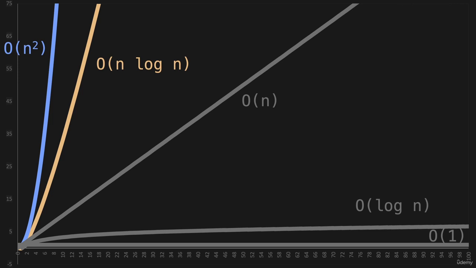So O of n times log n is much more efficient than O of n squared. And it may not look that way on this graph, but the axis on the left, the y-axis, only goes up to 75. If the axis went to 1,000 or it went to 1,000,000, you would see that there is a huge difference between O of n squared and O of n times log n. And that is our overview of merge sort, big O.